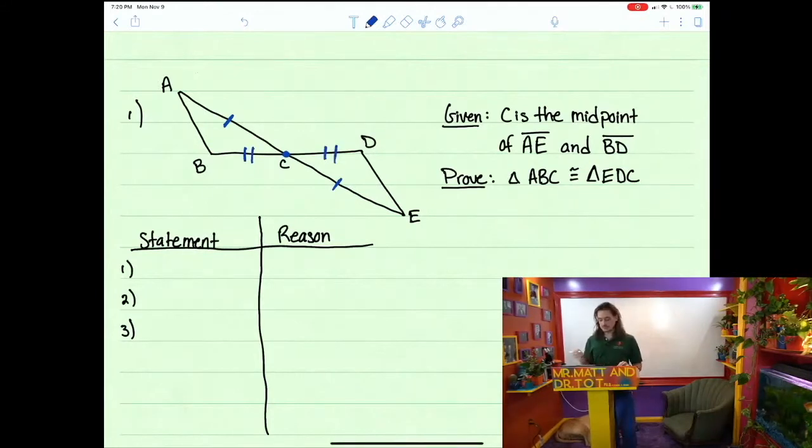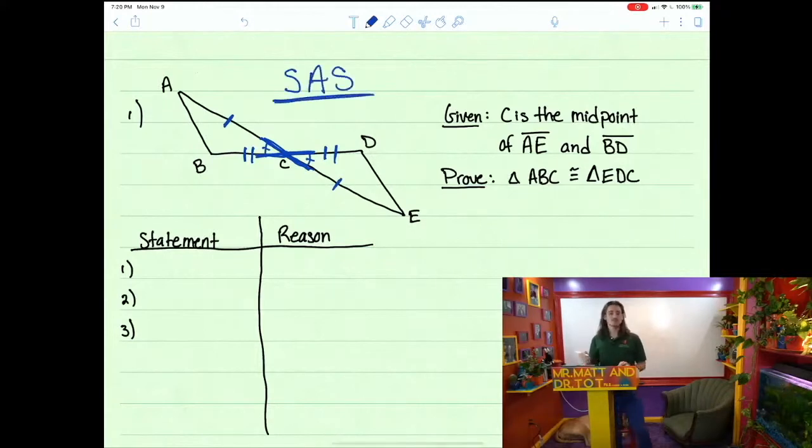Lastly, notice that angle ACB, this angle right here, and angle ECD, this angle right here, are created by the intersection of two straight lines. Those are vertical pairs, and so they have to be congruent to each other. So we have a side, we have an included angle, and we have a side. So we can prove side angle side triangle congruency.